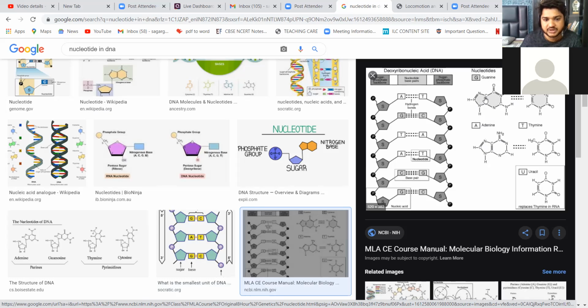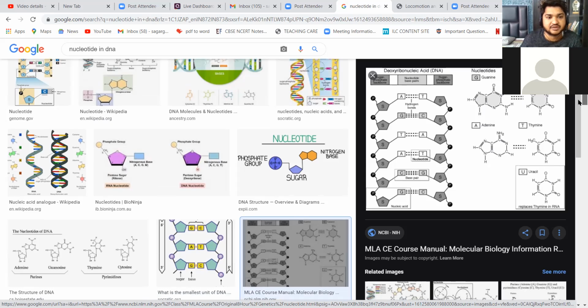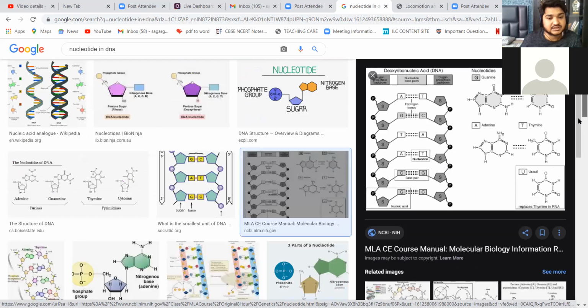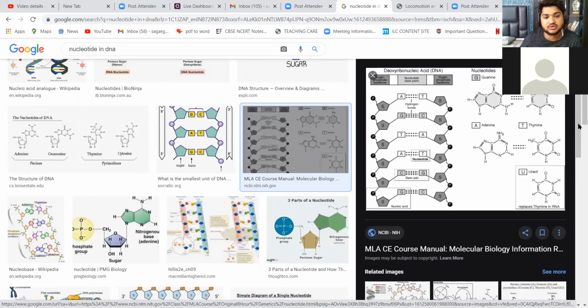Can you zoom it? Yes. So these are the double ring structures of adenine and guanine. But if I talk about the pyrimidine, these are the single ring structure. These structures are very important. You have to make them in your copy. You can't compromise on these structures; you have to draw them in your copy.